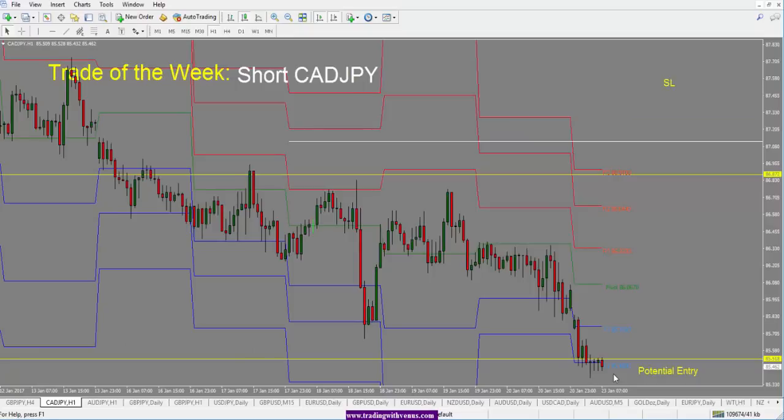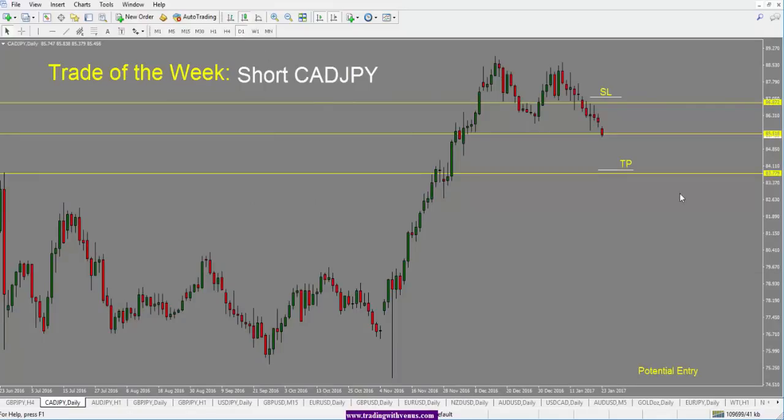The trigger to get into this trade would be a strong close below this 85.50 level here. Currently price is holding below the 85.50 level. We need to see a close below this level, preferably on a 4-hour or a 1-hour chart. Once we can see a good bearish close below the 85.50 level, that would be a trigger to enter the trade.